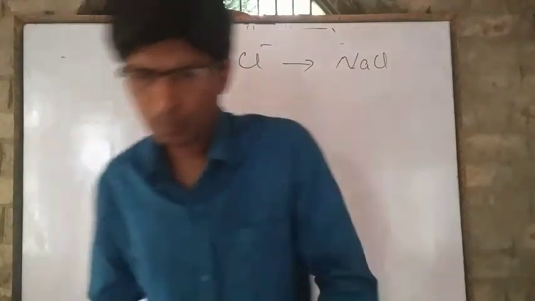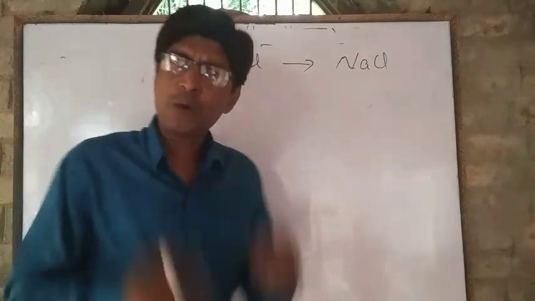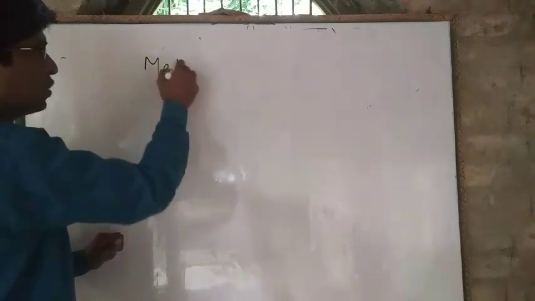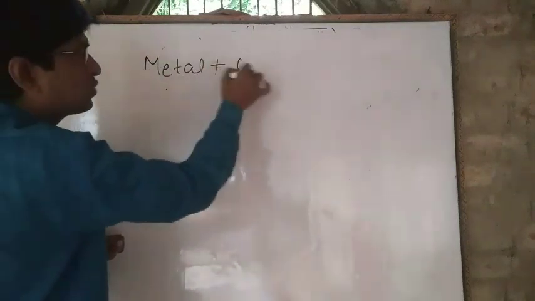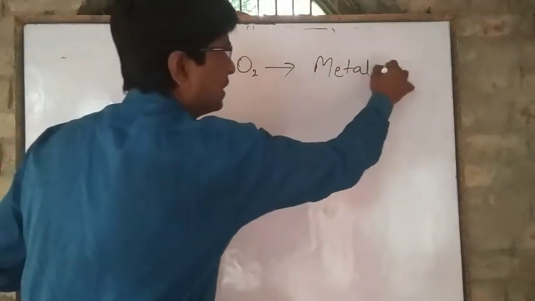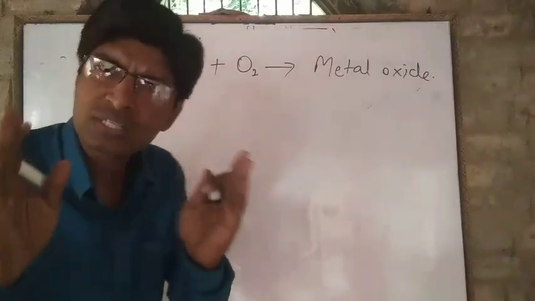The third chemical property we are discussing is the reaction of metals with oxygen. Dear students, when a metal reacts with oxygen, it produces a metal oxide.